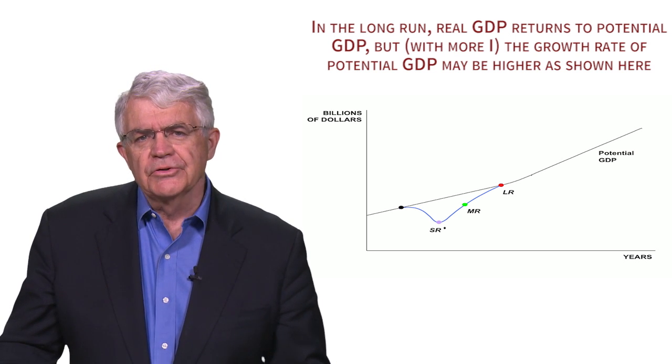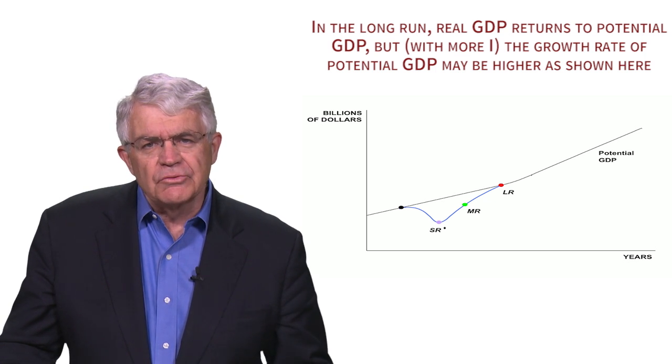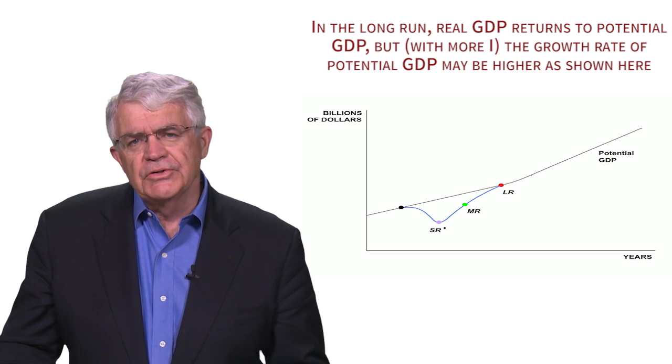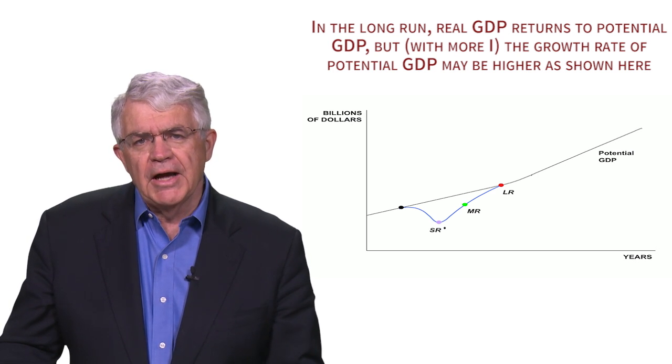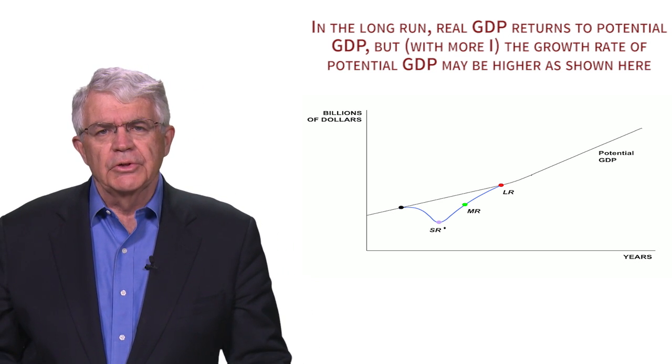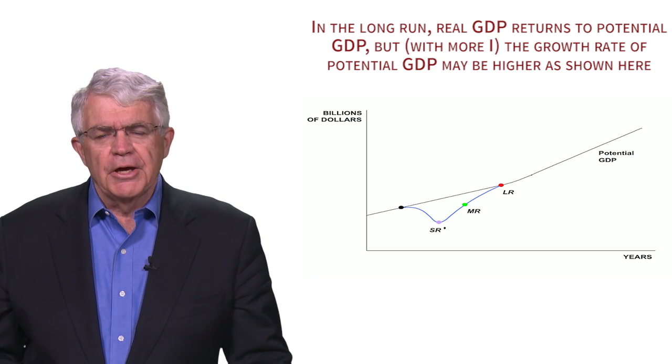Higher growth rate of potential GDP is shown in this diagram. You can see it sort of tilts upward a bit after the long run is reached. And that's representing the fact that it's quite likely that this greater amount of investment is increasing economic growth. It may be higher as shown here. And so that's how the short run relates to the long run as well. So that's how this model works.